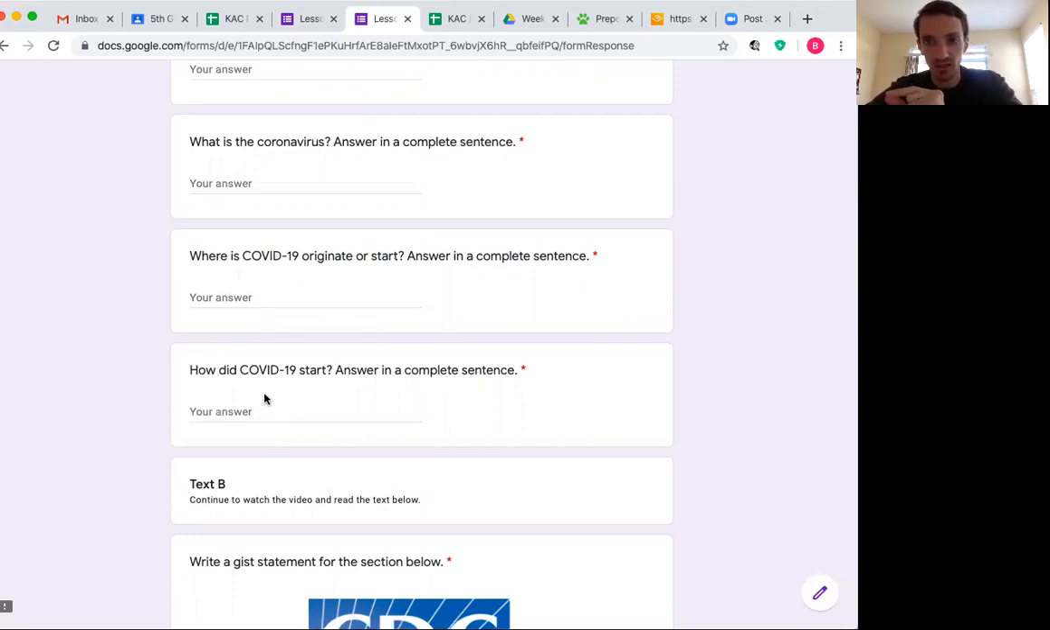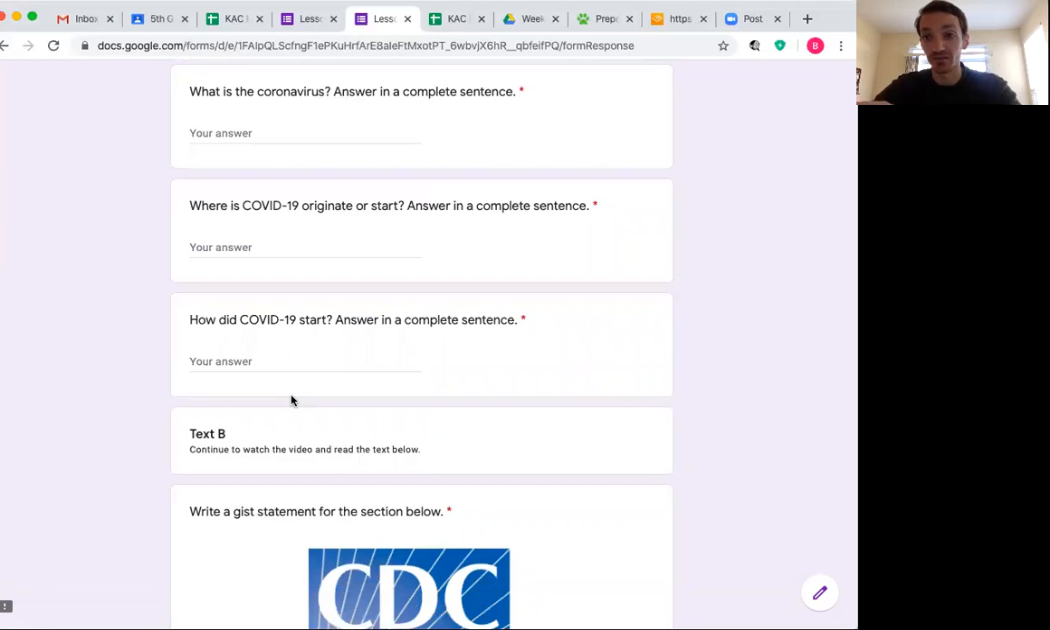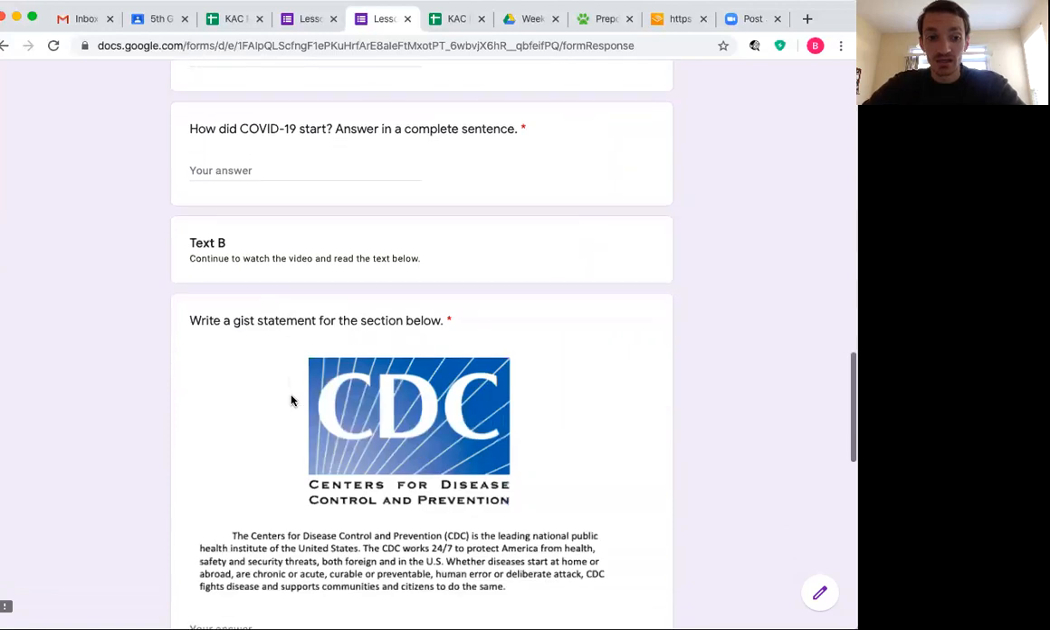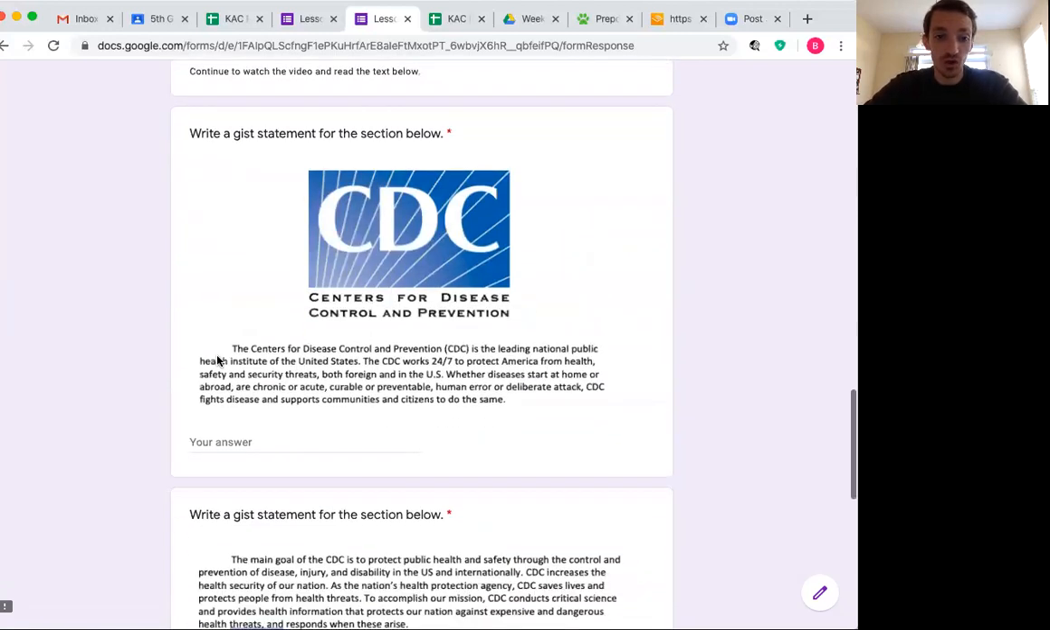So let's focus on these two really fast. Where did it originate is a location. How did it start means how did it start to spread, right? So they're two different questions, even though they sound alike. Where did COVID-19 originate means where did it start? Give me the place that it started. How did it start means what made it start to spread from human to human. So two questions that sound very similar. You should pause the video and answer those questions now for text A, because we're going to move on to text B.